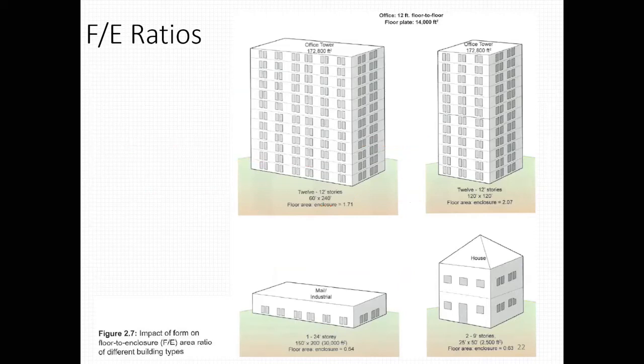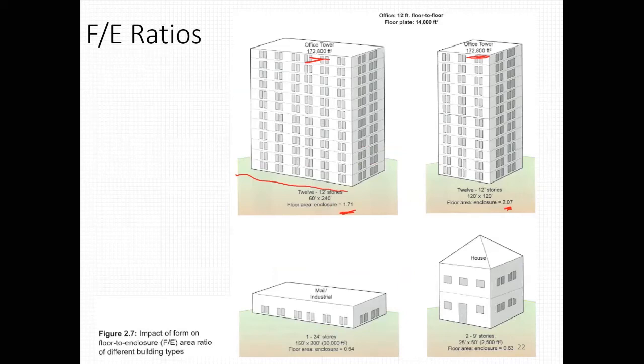So with the FE ratio, this is a better building. We've got 1.71 there. And this building is more compact. It's the same area, but it's more compact. And again, when you get into those longer buildings, excuse me, your number is going to start to go down a little bit.